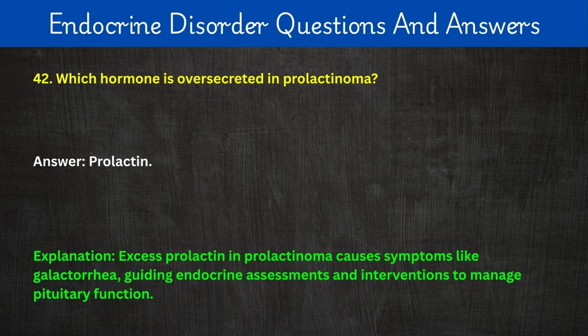42. Which hormone is oversecreted in prolactinoma? Answer: prolactin. Explanation: excess prolactin in prolactinoma causes symptoms like galactorrhea, guiding endocrine assessments and interventions to manage pituitary function.